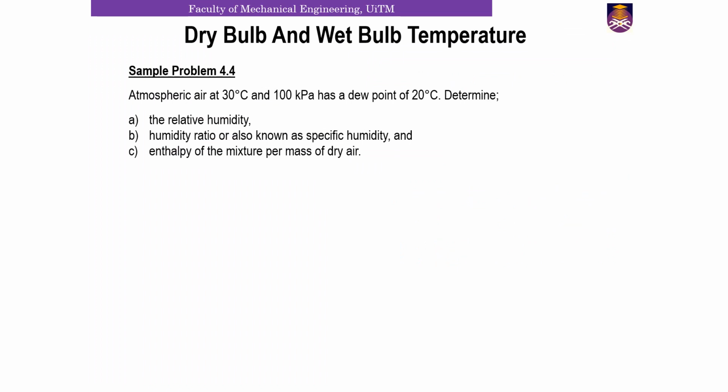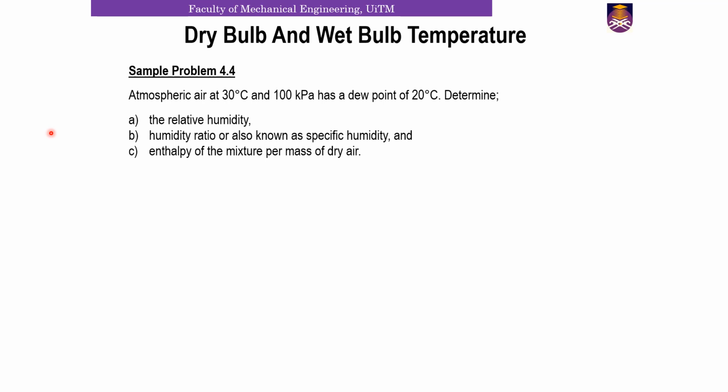Now let's look at our next example. This is an example involving dry bulb and wet bulb temperature. This is a problem based on 6.4. You have atmospheric air at 30 degrees C, and the total pressure given to you is 100 kilopascal. Dew point temperature is given to you as 20 degrees C. You are asked to determine these three parameters.